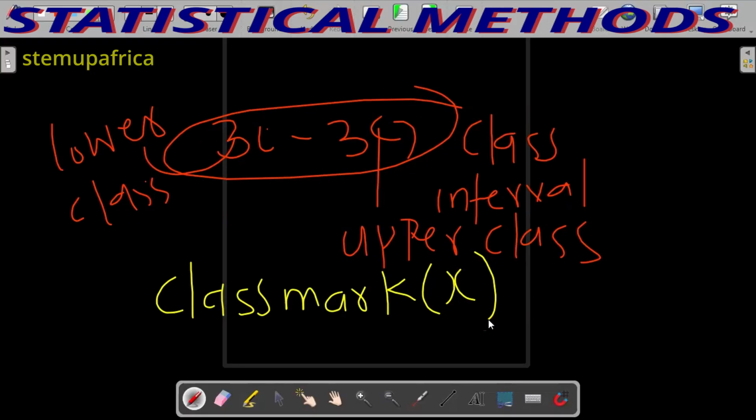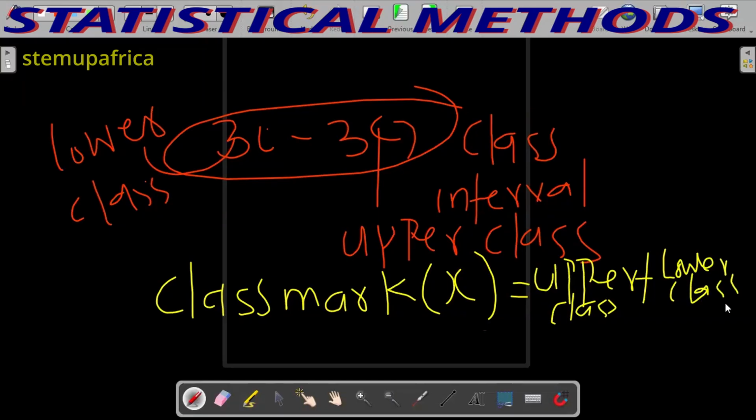How do you get your class mark? The class mark is the sum of the upper class plus the lower class, divided by 2. That's how you calculate your class mark. The upper class plus the lower class divided by 2.